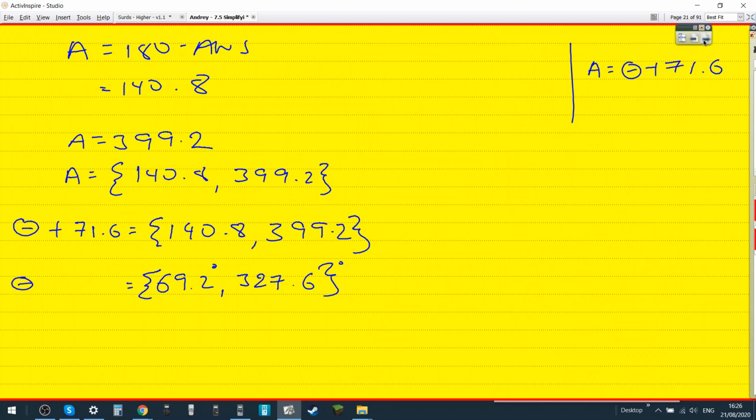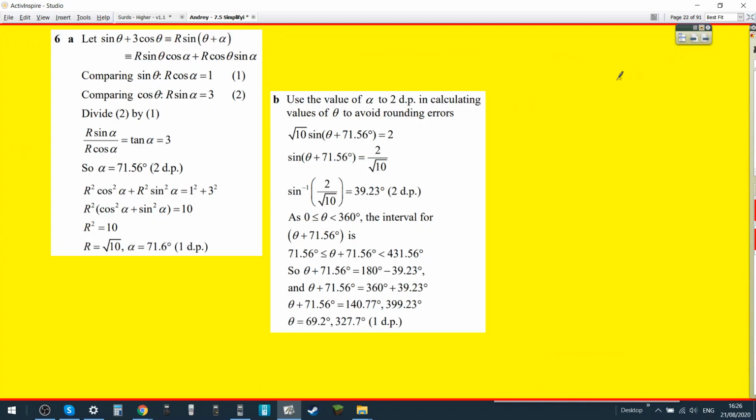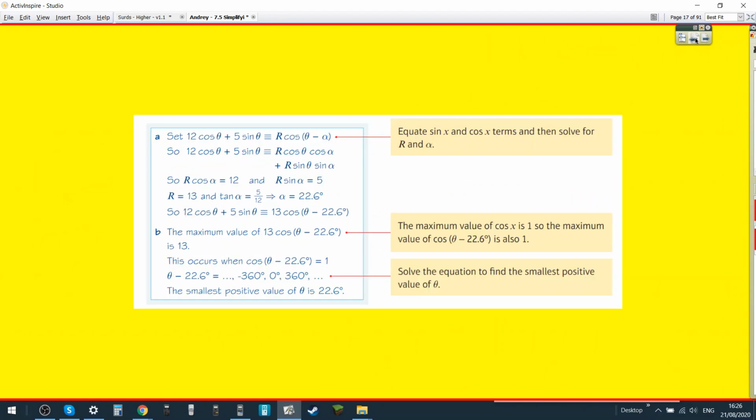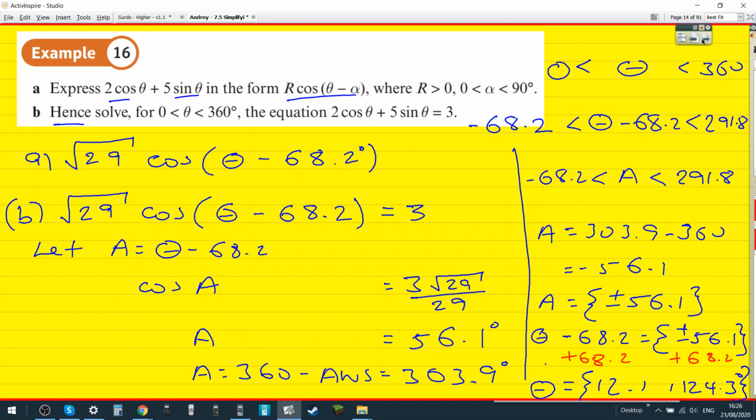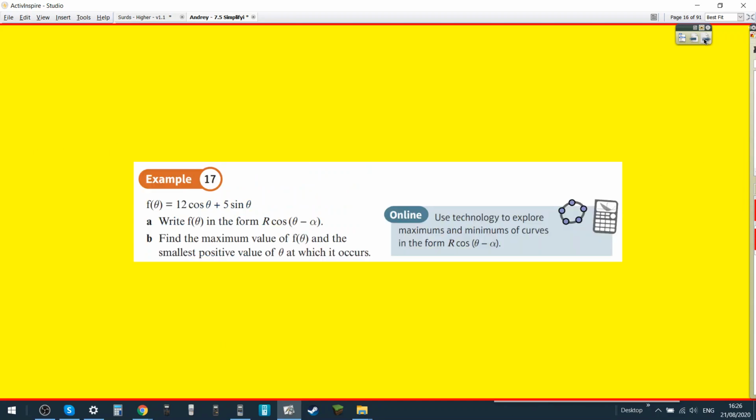Anyway, 69.2, 327.6. I did it to one decimal place. Okay. Yeah, they should have asked for it more accurately. Okay, any questions about that? No. I think you've got the idea. Change it into that form and then find it.